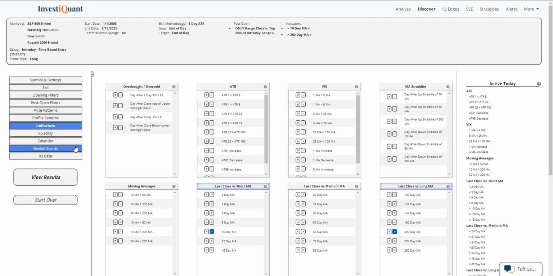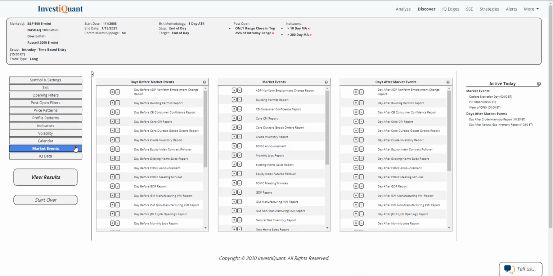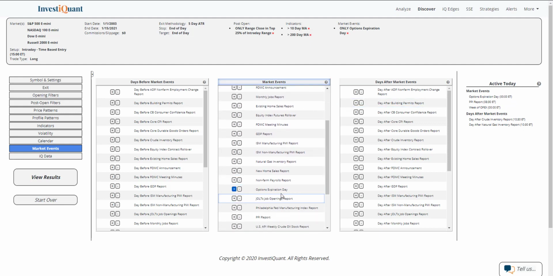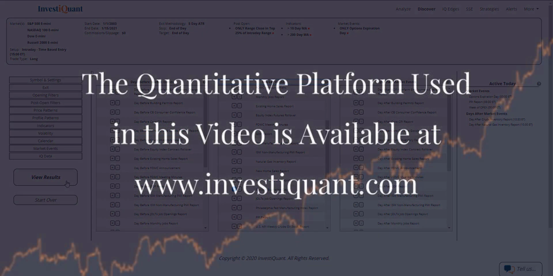And then lastly, I'm going to go into market events, and I'm going to say that today is options expiration day. I'm going to grab that from this active today section, which tells you all of the events that are true for today. So I just clicked there, it added it. It comes from this middle market events library. If I scroll down, you can actually see it here. But it has been added to the test. Now I can click view results.